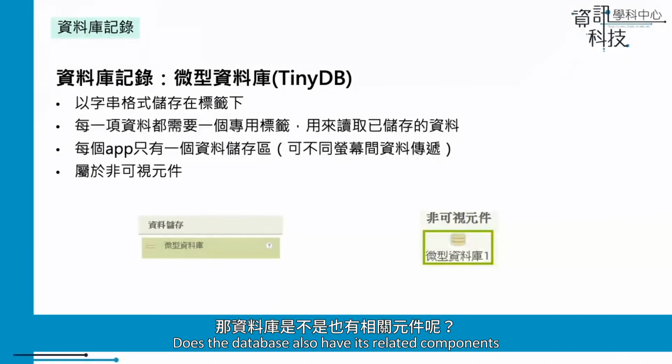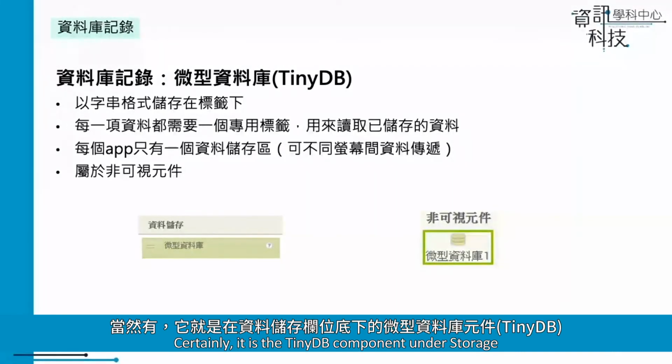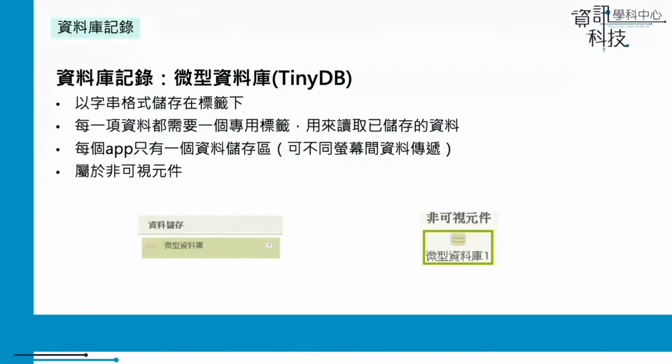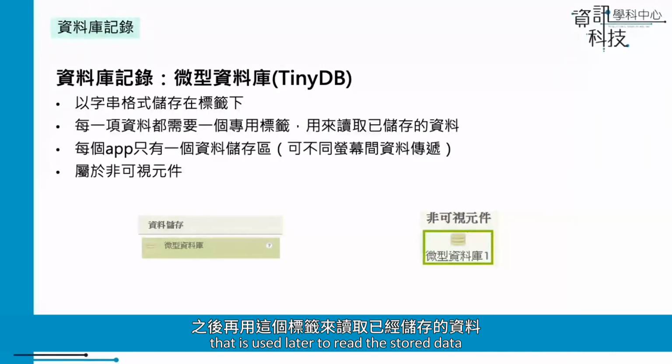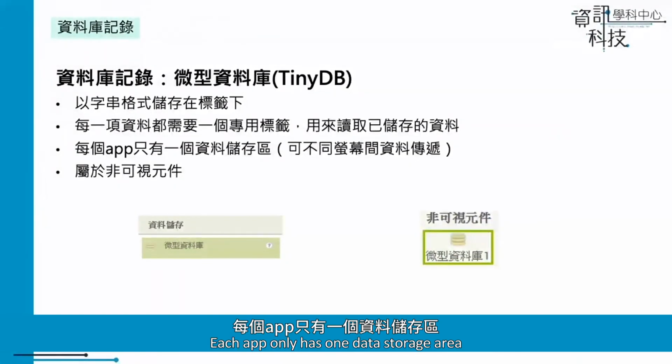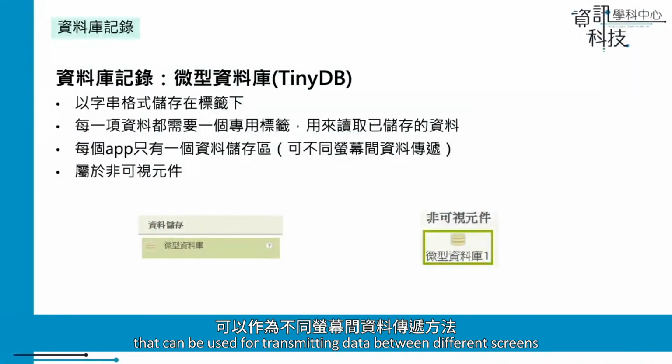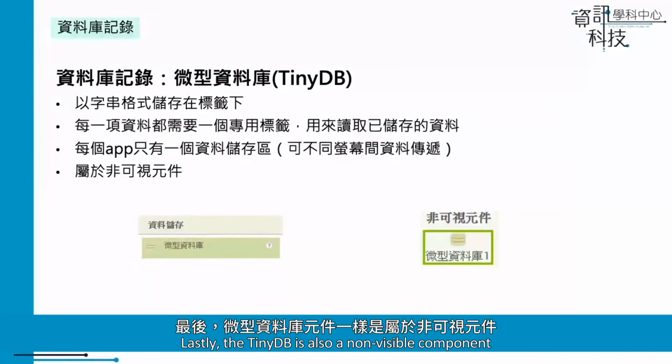Does the database also have its related components? Certainly. It is the TinyDB component under storage. The data item of the TinyDB is stored under the label in string format. In other words, each data item stored requires a dedicated label that is used later to read the stored data. Each app only has one data storage area that can be used for transmitting data between different screens. Lastly, the TinyDB is also a non-visible component.